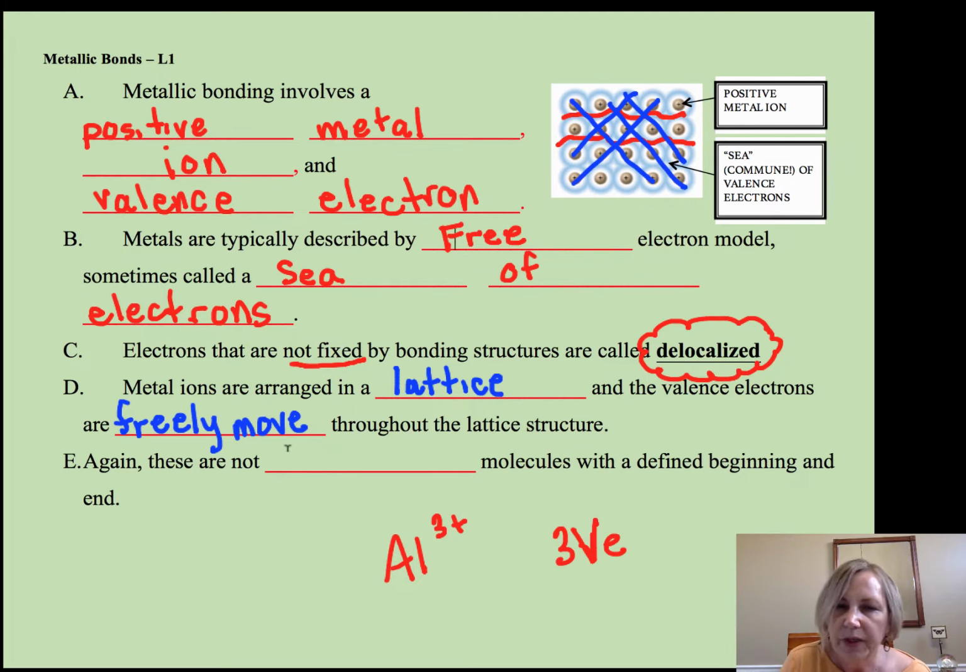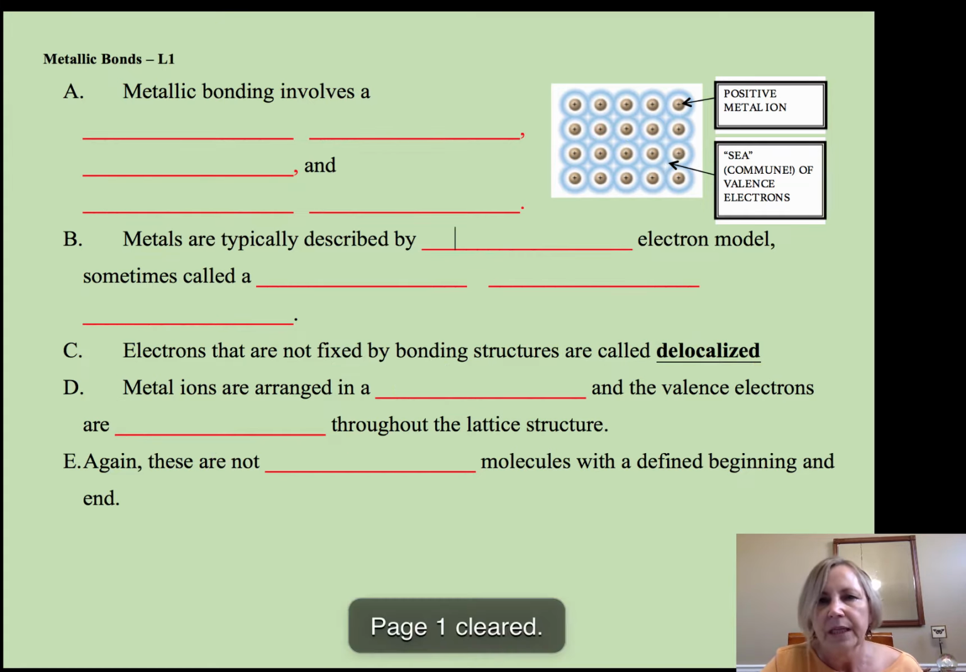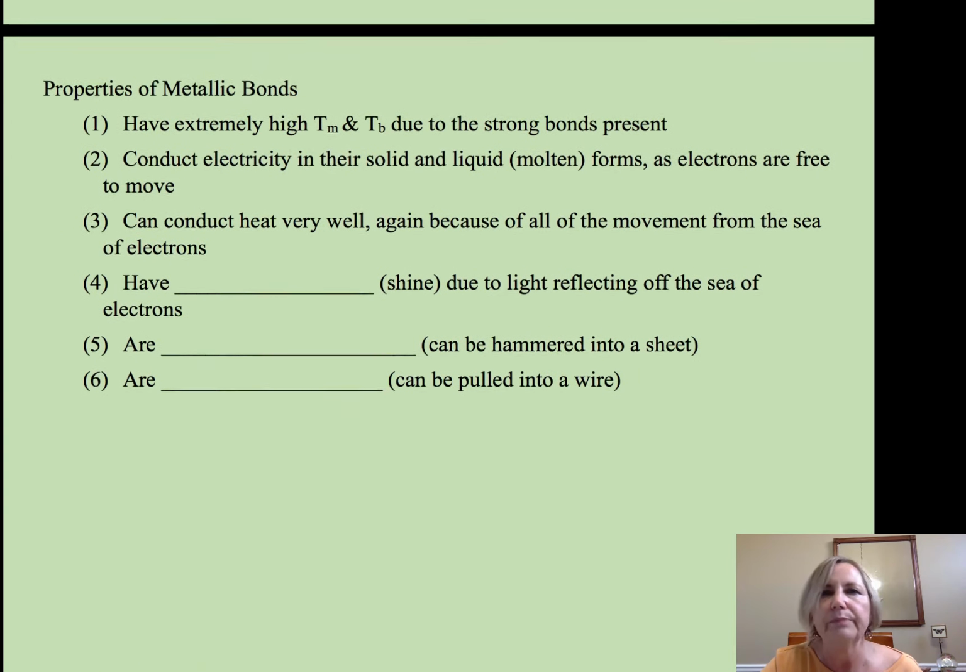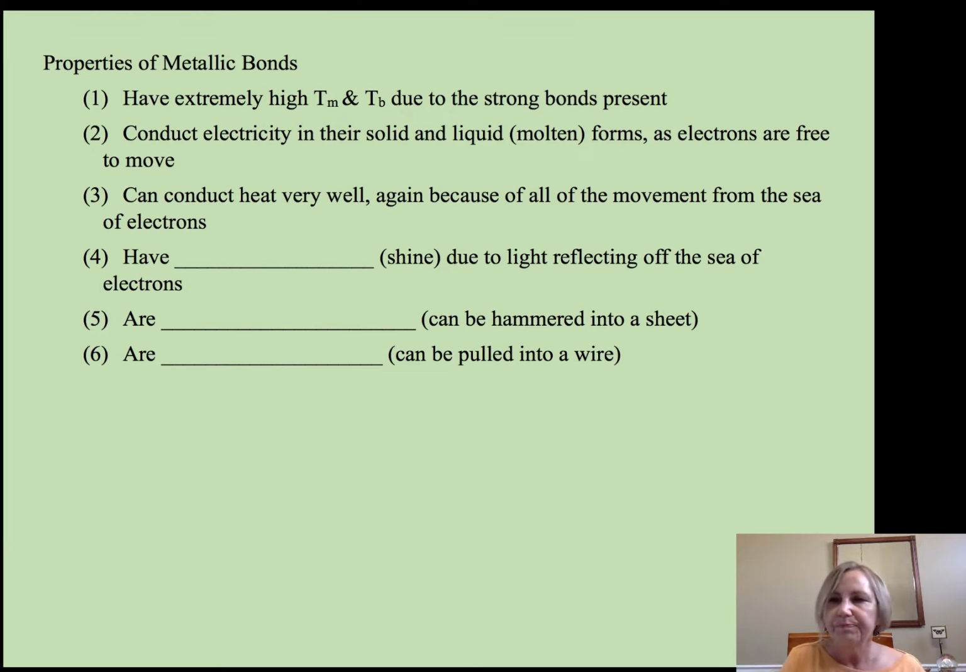Now, I just want to point out these are not discrete molecules. A metal doesn't have a fixed beginning and end. It depends on where you cut it. I like to emphasize that it's not like a discrete molecule like water or ammonia. Those are discrete molecules with a very fixed beginning and end. These are more like ionic. They go on and on and on until somebody breaks them or cuts them.